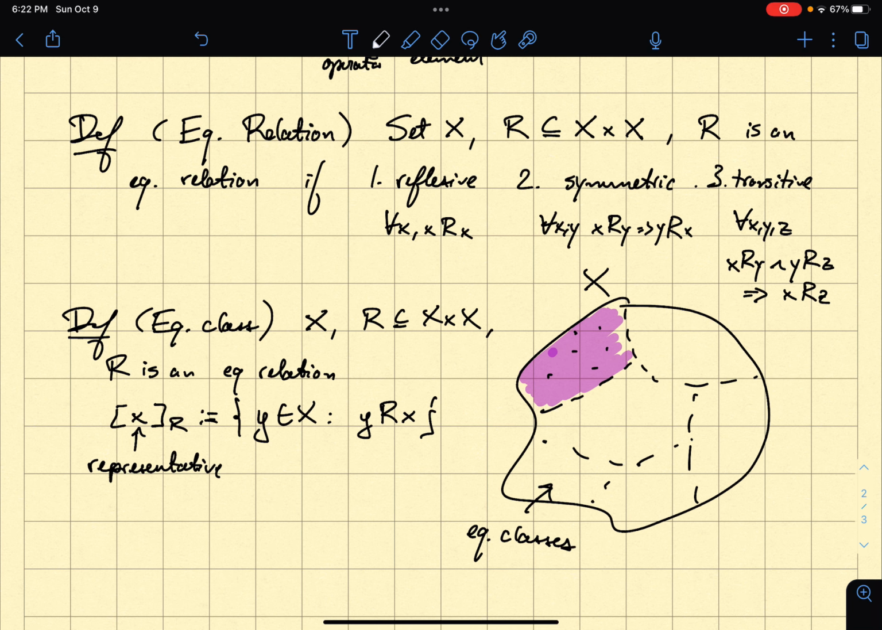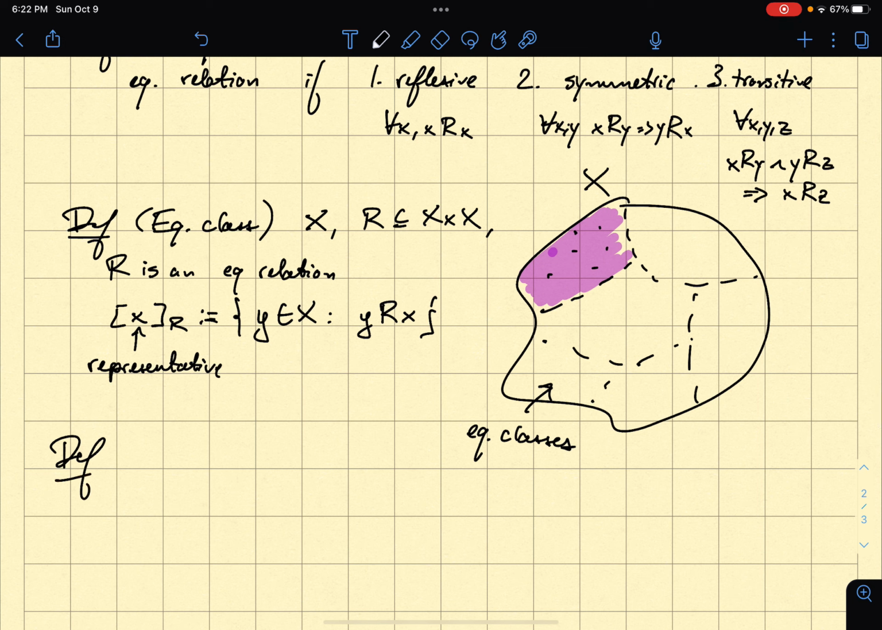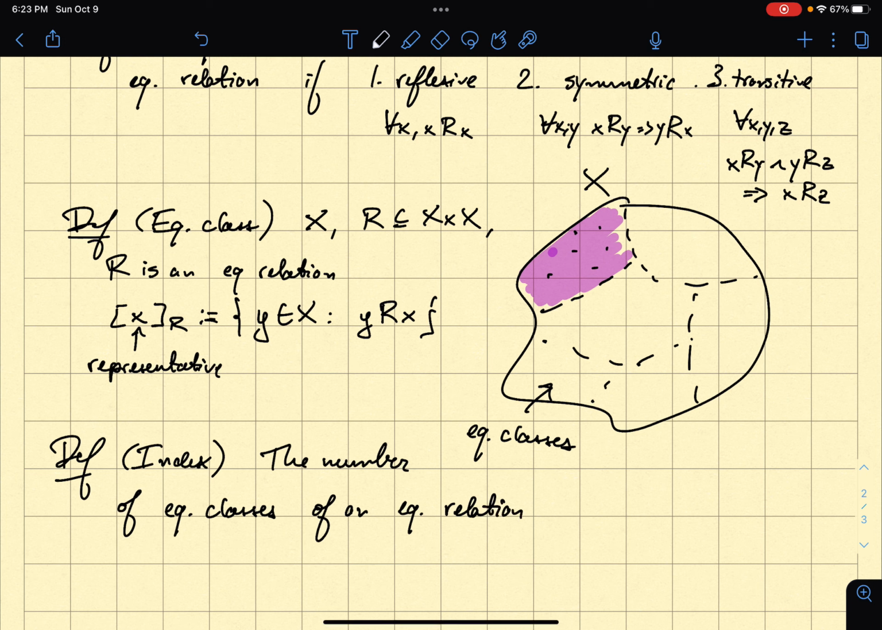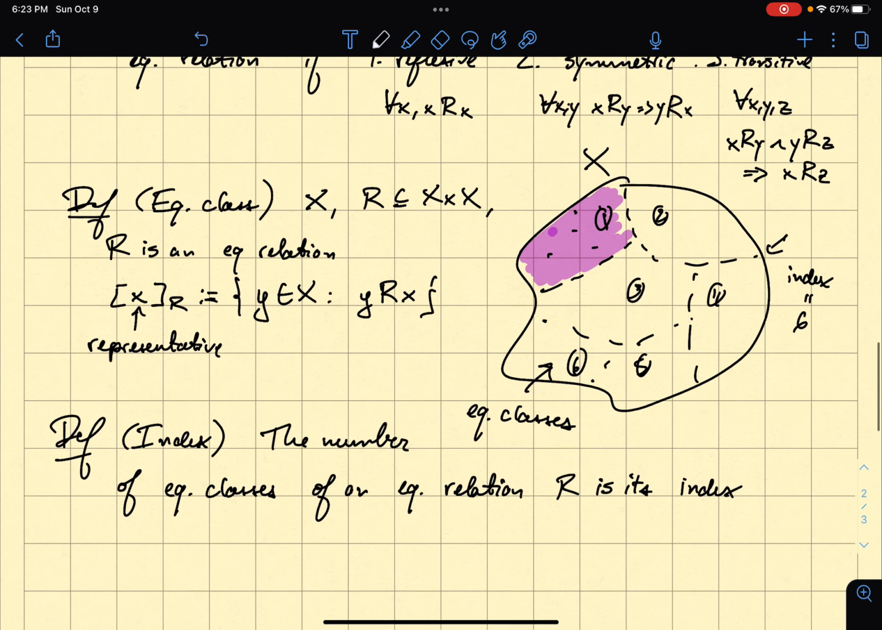Okay. And then the last thing that we talked about was the index, right? So the index of an equivalence relation is the number of equivalence classes of an equivalence relation. So the number of equivalence classes of an equivalence relation R is its index. Okay. So for instance here, if this is my set X and I have 1, 2, 3, 4, 5, 6 equivalence classes that make up X, then my index is equal to 6. Okay. All right, so that was just a reminder of definitions.